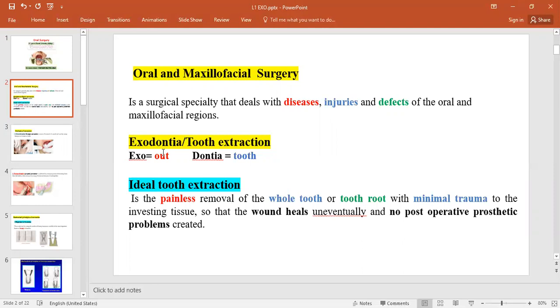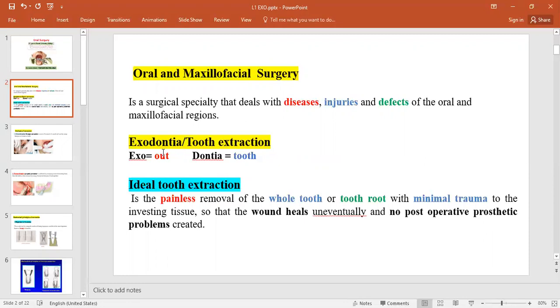What is the meaning of exodontia? Exo means out. Dontia is related to tooth. It means that, at the end, the tooth is out: extraction. So we always need to do an ideal tooth extraction without any trauma. What is the meaning of ideal tooth extraction?